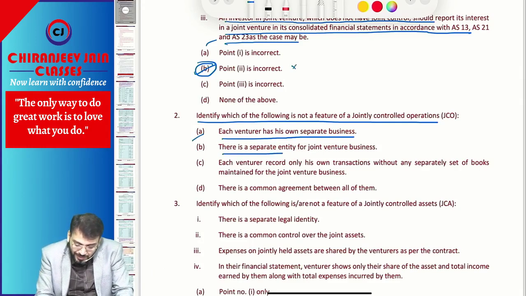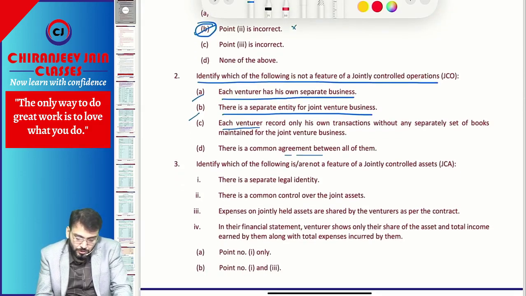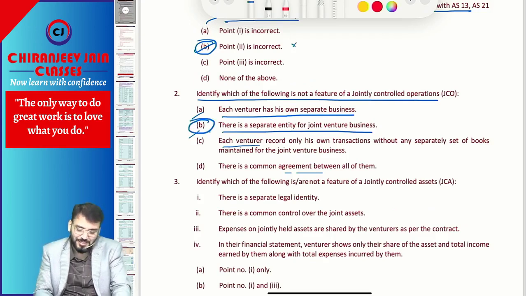There is a separate entity for joint venture business. No. Each venturer records only his own transactions without any separate set of books maintained for the joint venture business. Correct. There is a common agreement between all of them. So what they have said, what we need to find out? Identify which of the following is not a feature. B is what? B. Correct.